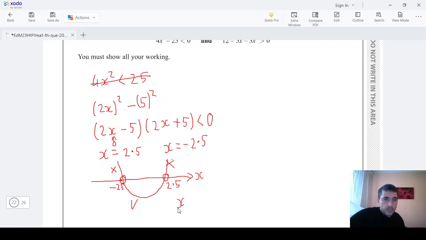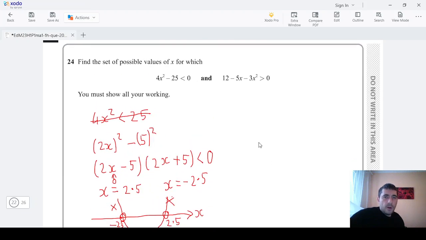So x must be in between -2.5 and 2.5. If we want, we can check. For example, if we substitute any value in between that region, we should get a negative. For example, I choose 0, so 4 times 0 minus 25 is -25, which satisfies the inequality. Once we've done with the first one, let's do the other one.